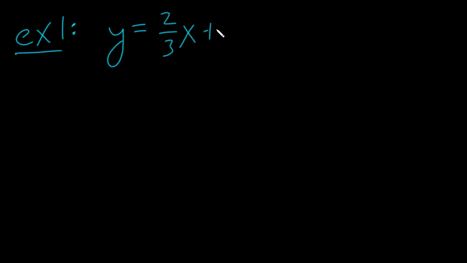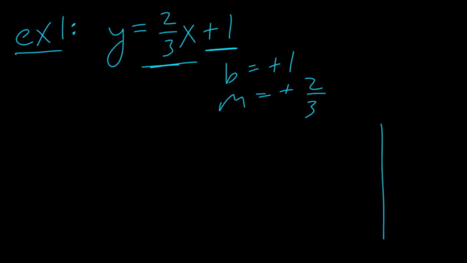2/3 x plus 1. Now I want to indicate some things here. We see here our b term is equal to a positive 1, and we also see here that our slope m is equal to a positive 2/3. Without knowing any specifics on how to graph this, I could actually roughly graph this already.